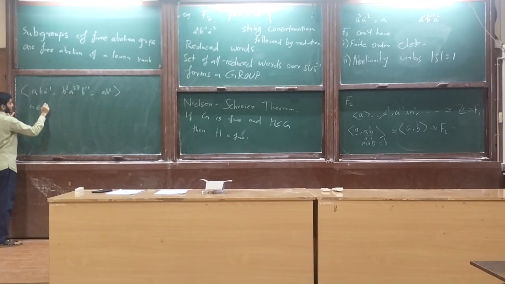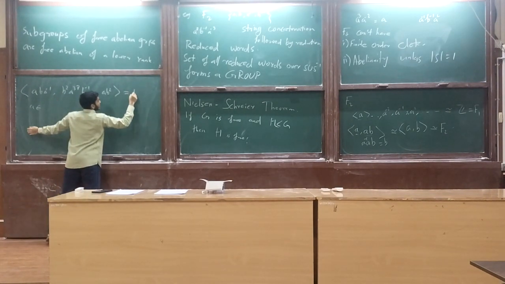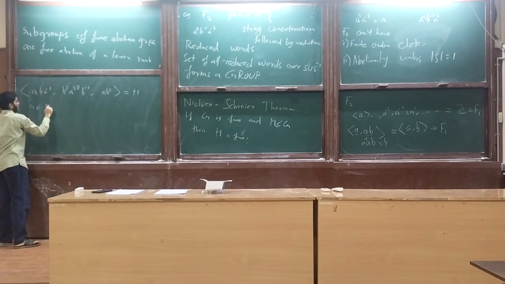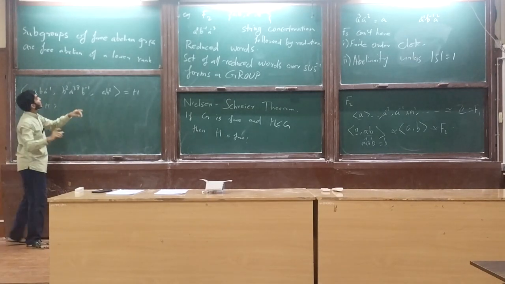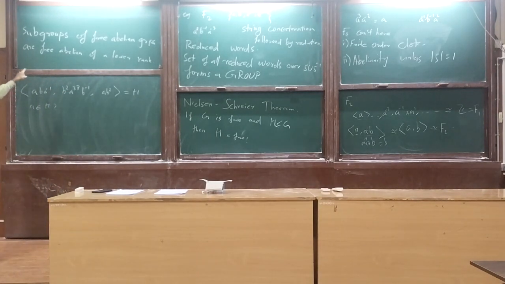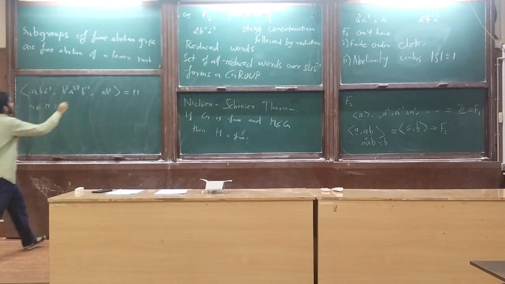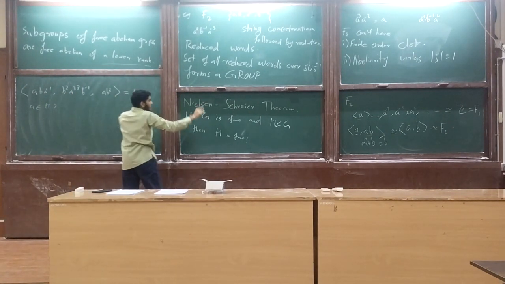I don't even know that, right? Let's call this H. I don't even know if A belongs to H. I don't know what the rank of this free group is. So, okay, I had written that subgroups of free abelian groups are free abelian of a lower rank. That is not true in free groups, so this part about a lower rank isn't true in free groups.